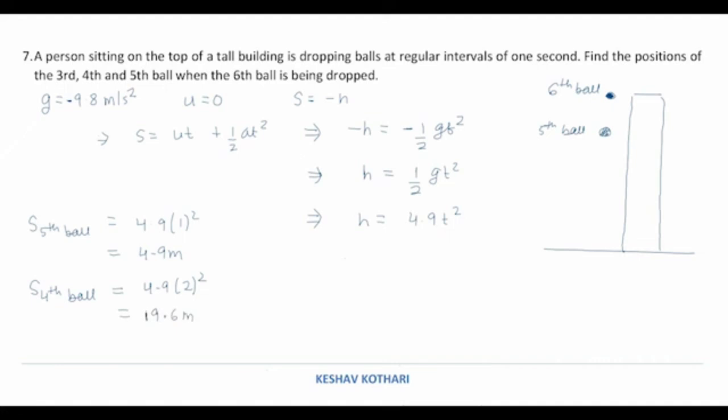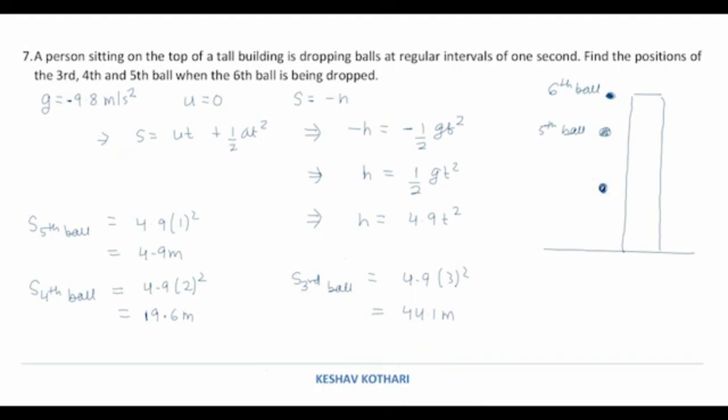And the third ball has traveled for a duration of 3 seconds. So it is going to be 4.9 into 3 square, which gives us 9 times 4.9, that is 44.1 meter. If I draw this in a diagrammatic way, the fifth ball has covered the least distance, the fourth ball is somewhere here, and the third ball will cover a much larger distance.